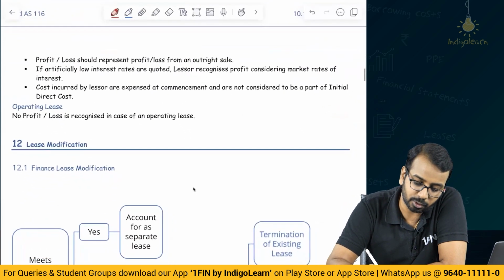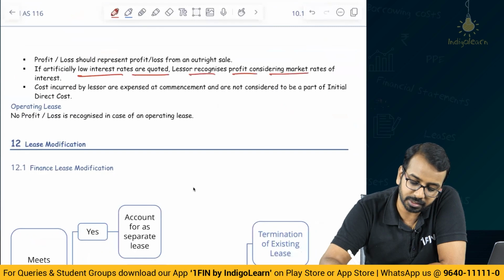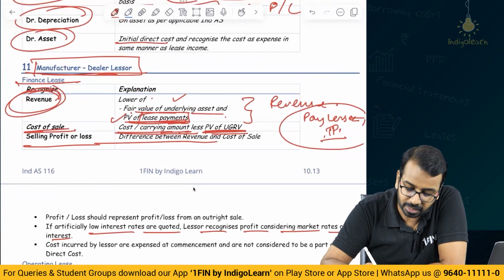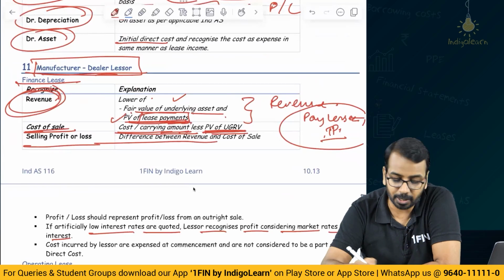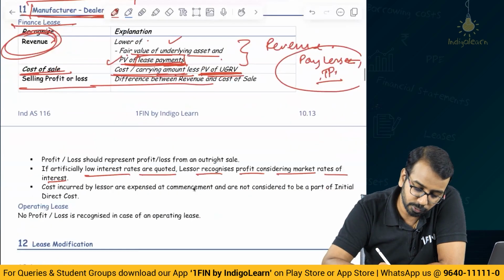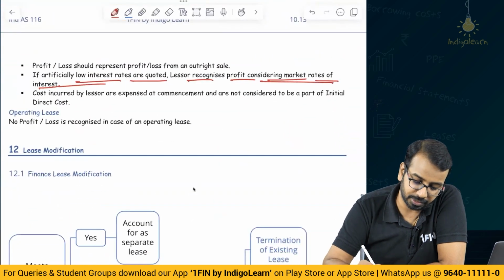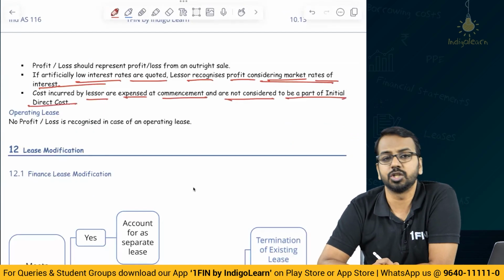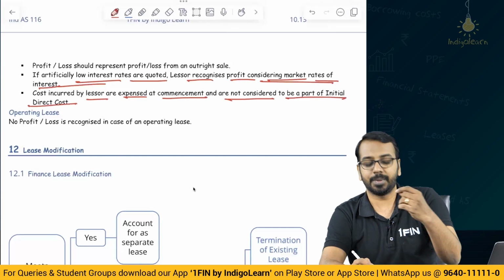If lower interest rates are quoted, the lessor recognizes profit considering the market rate of interest. So, if you quote a very low interest rate, the present value of lease payments will be much higher. So what will you do in that case? You will use the market rate of interest. Costs incurred by the lessor are expensed at commencement and are not considered to be a part of IDC. So, if there are any initial direct costs, they are expensed immediately.